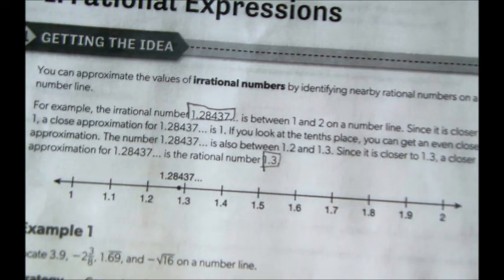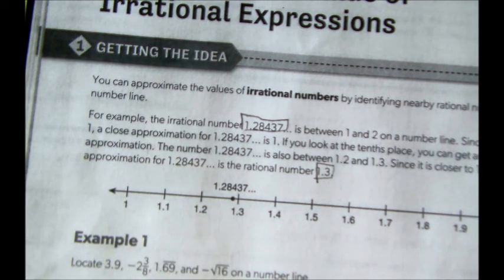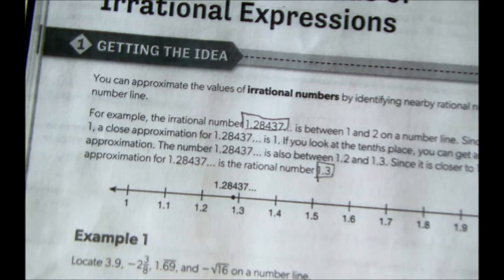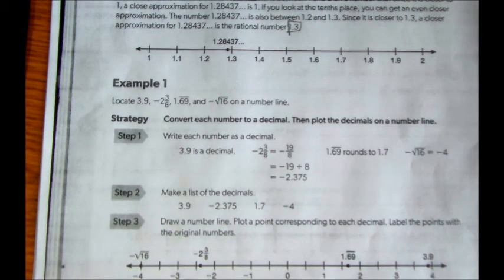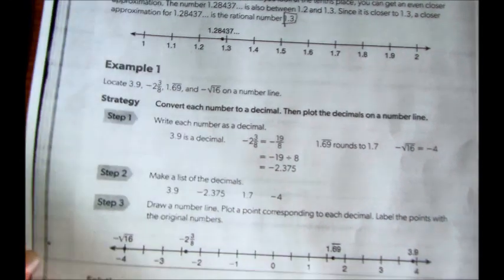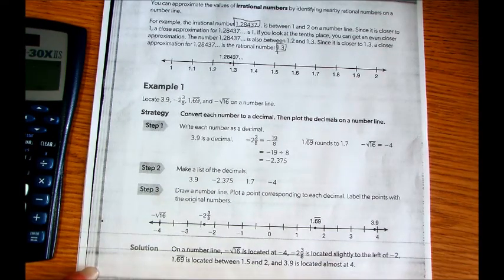This should be very similar to the work we did on placing irrational numbers on a number line. Remember, we could go even further to determine that this number 1.28437 would be in between 1.28 and 1.30, and we would get even closer on a number line. Scan over example 1. Make sure you read each step and follow along. Once you feel prepared and understand the solution at the bottom of the page, let's get into some guided practice.